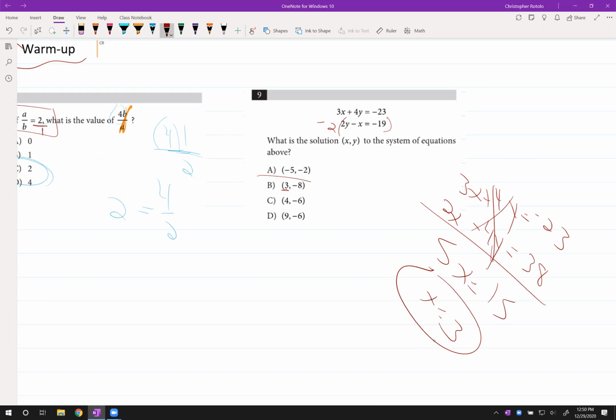And this might be the worst multiple choice question I've seen from an SAT prep because there's only one choice there. Obviously, you want to check it, plug in your 3, make sure you get negative 8, and then we're in good shape.